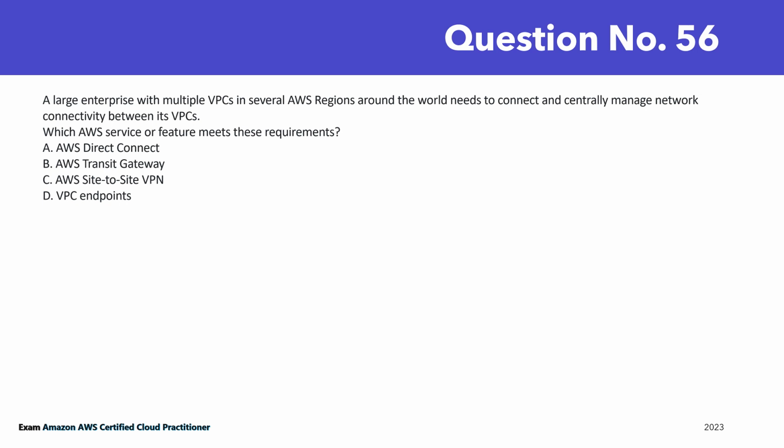A large enterprise with multiple VPCs in several AWS regions around the world needs to connect and centrally manage network connectivity between its VPCs. Which AWS service or feature meets these requirements? A. AWS Direct Connect. B. AWS Transit Gateway. C. AWS Site-to-Site VPN. D. VPC Endpoints. Correct answer, B.